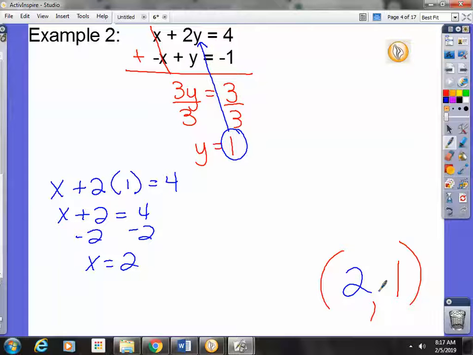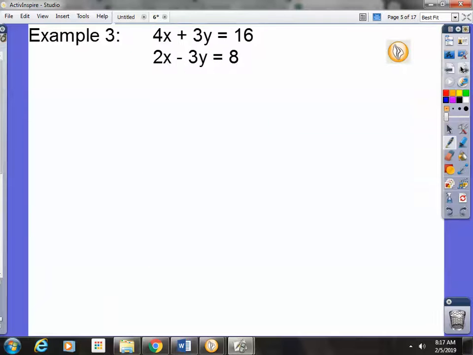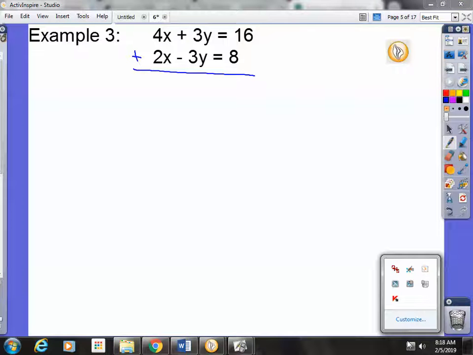I want you guys to try this next one on your own, and then we'll compare answers to see if we agree. We have 4x plus 3y equals 16, and 2x minus 3y equals 8. Let's go ahead and add these equations. Please solve, and then we'll compare answers here in just a second.